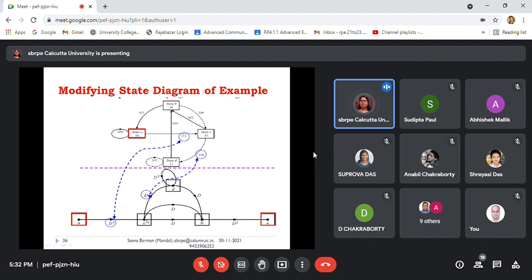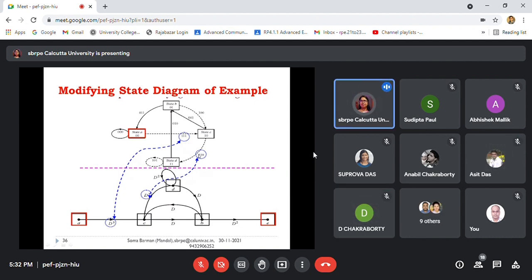Now from C, the path goes from C to B, B to A; this is one possible path. So C to B, the branch is 0, 0, 1, so the Hamming weight here is 1. So the branch gain, d to the power 1, is just D. Is this thing clear? Yes, ma'am. Okay.